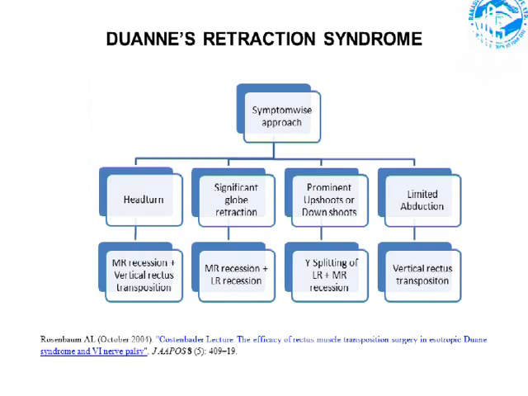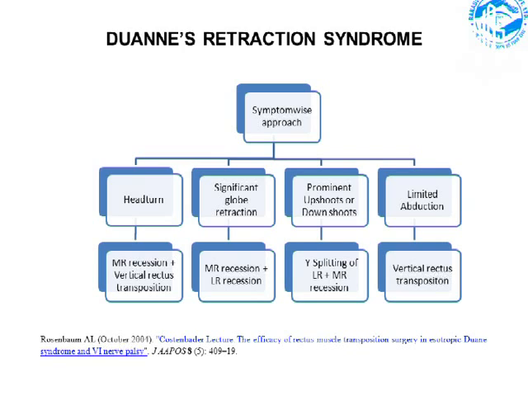Another consideration we should give a proper mention is Duane retraction syndrome. These patients have a significant globe retraction and significant split conditions also. The patient do present with different conditions like esotropia. They might present with significant globe retractions, prominent upshoots or downshoots, and might present with limited adduction. For esotropia, we think about the MR recession in these conditions, which might be coupled with vertical rectus transpositions.